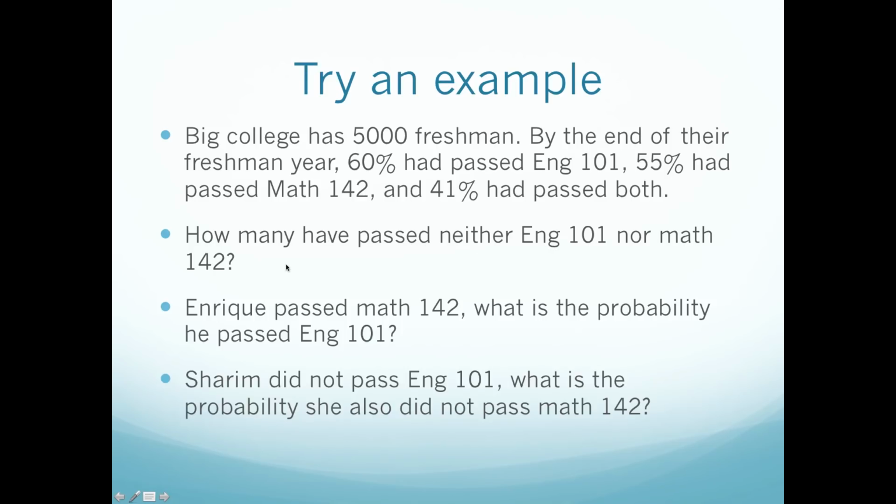So these are some questions you might be asked. Enrique passed Math 142. What is the probability he passed English 101? And Sharoom did not pass English 101. What is the probability she also did not pass Math 142? You might also be asked some questions like, are these correlated or are they independent? And we'll get to those in just a minute.